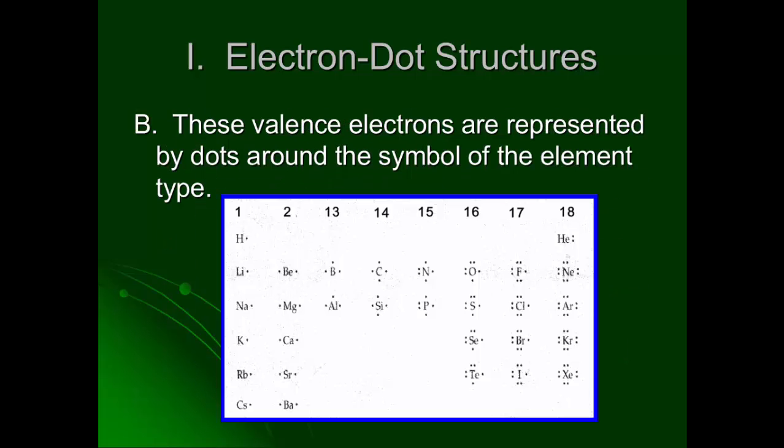These valence electrons are represented by dots next to the symbol for the element. So you'll notice here, group 1, we have hydrogen, lithium, sodium, potassium, rubidium, cesium. They all have 1 dot by them. And your noble gases have 8 around them, with the exception of helium, which in its filled valence only has 2 electrons. It's kind of an exception to the rule there.